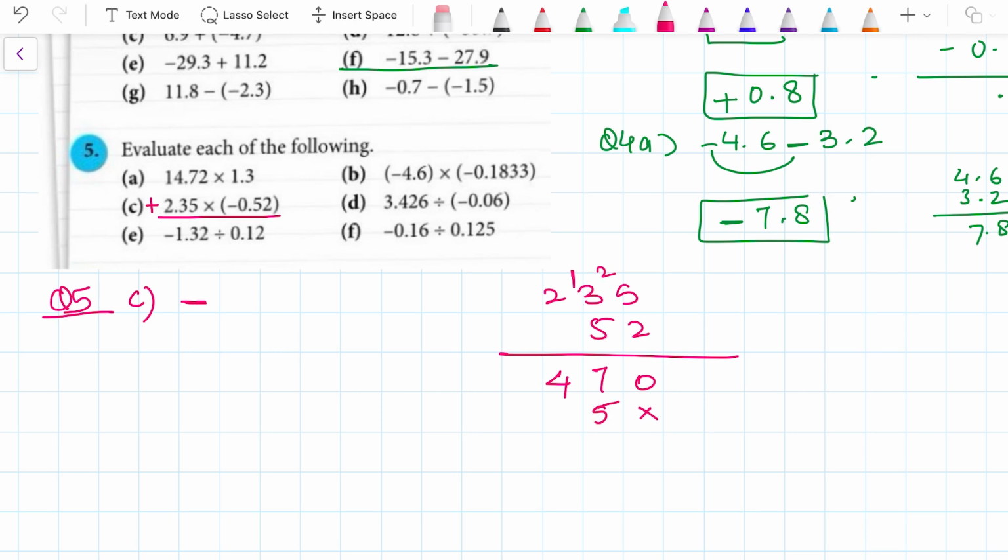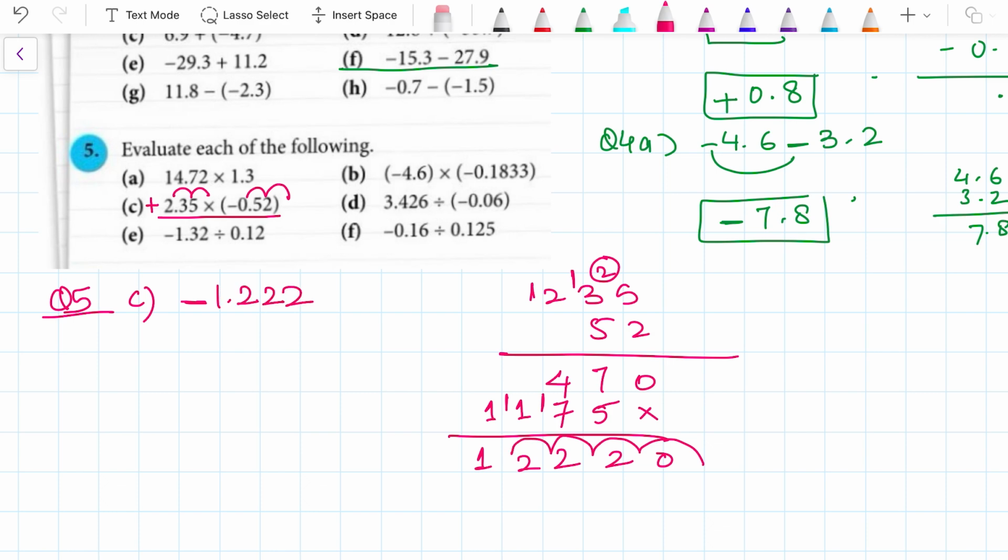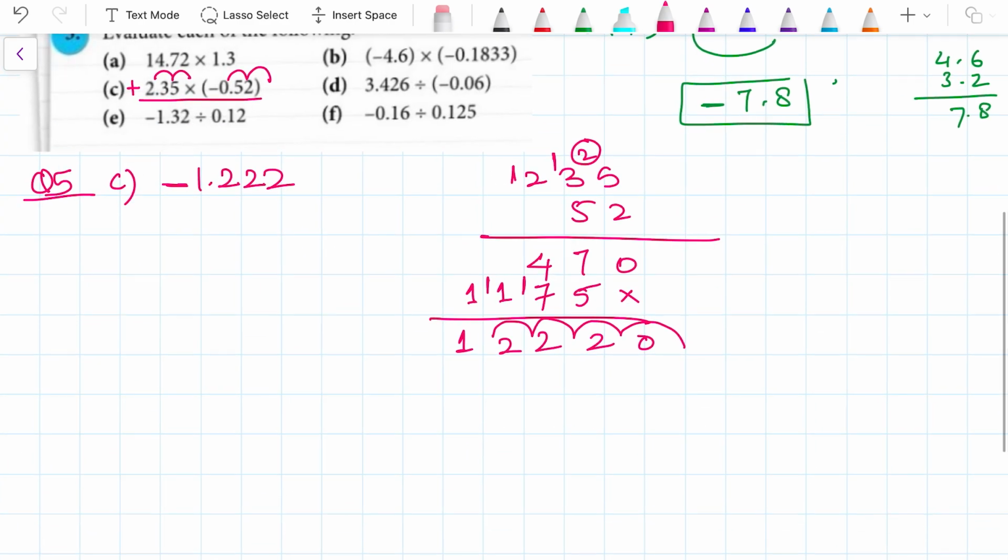25. 5 times 3 is 15, 16, 17. 5 times 2 is 10, 11, 0. 12. 7 plus 5 is 12 again. 2 and a 1. Now decimal places: we start from the left hand side, 1, 2, 3, 4. So it becomes a minus 1.222. You need to have a clear understanding of the method.